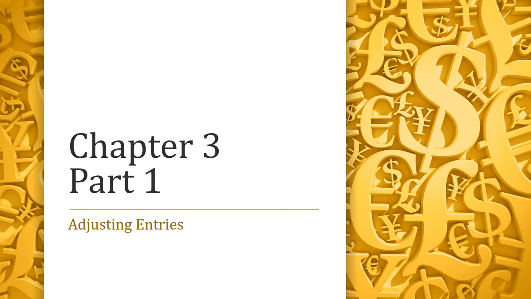Chapter 3, Part 1. Now this is the final part of Chapters 1 through 3, and we're going through the whole accounting cycle. Now we're doing the last part, and we're going to do adjusting entries in Part 1, and then we're going to do financials and close the books in Part 2.